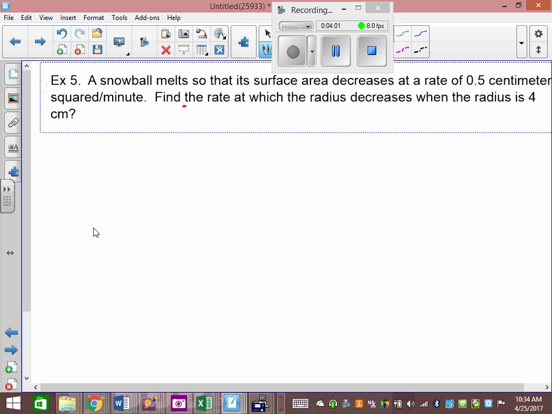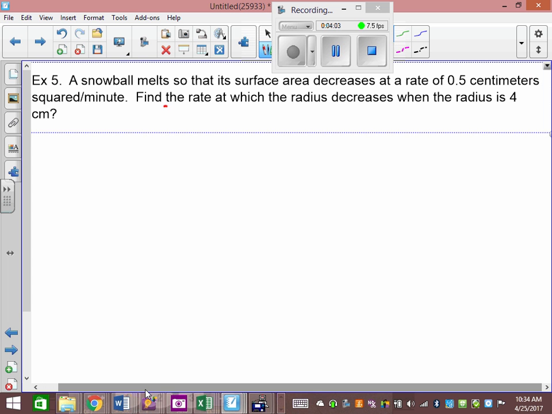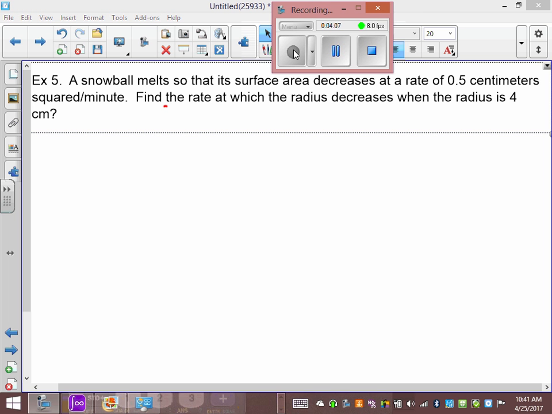Try this one. So the surface area is 4 pi r squared. A snowball melts. So they don't have to say decrease. If they say melts, they're telling you it's decreasing. So the surface area decreases at a rate of 0.5 centimeters squared per minute.